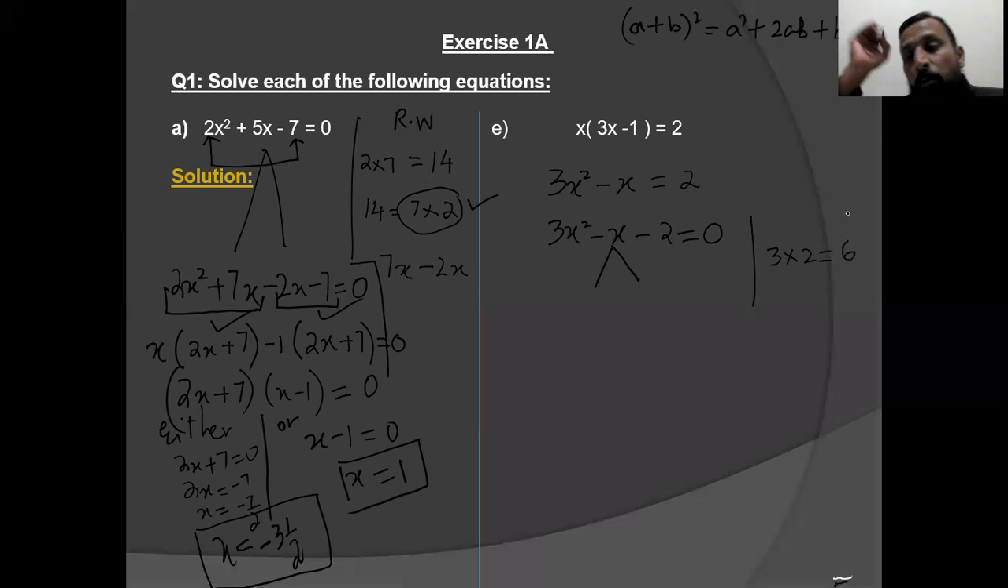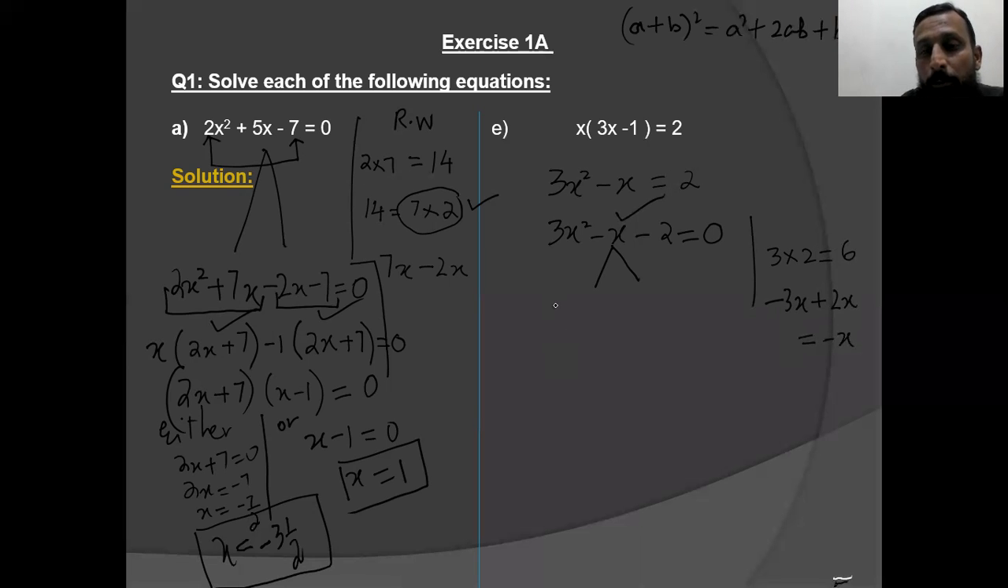Now look for more factors of 6. Again, 3 and 2 are the two. You may also use some other factors like 2 3s are 6, 6 1s are 6, and you need to choose the best one that fits into this middle term. So again, I need to have negative x, so I can split it as negative 3x plus 2x. Now you see, when you split it up like this, negative 3x plus 2x, what will be the difference? The difference will be negative x, and you can see it is there in the question.